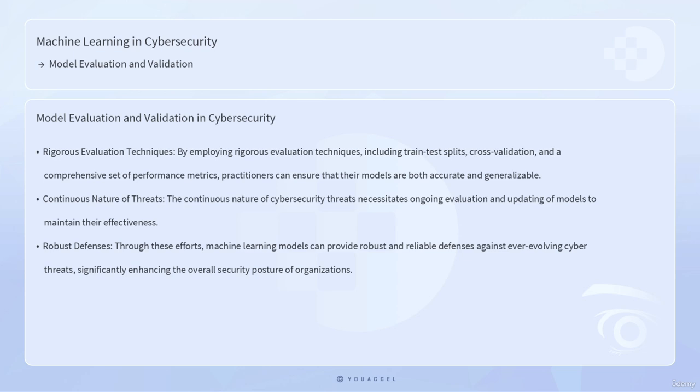In conclusion, model evaluation and validation are indispensable for the successful application of machine learning in cybersecurity. By employing rigorous evaluation techniques, including train-test splits, cross-validation, and a comprehensive set of performance metrics, practitioners can ensure that their models are both accurate and generalizable. Additionally, the continuous nature of cybersecurity threats necessitates ongoing evaluation and updating of models to maintain their effectiveness. Through these efforts, machine learning models can provide robust and reliable defenses against ever-evolving cyber threats, significantly enhancing the overall security posture of organizations.